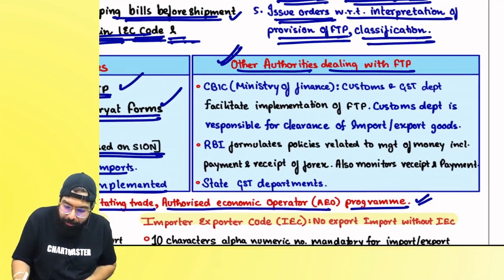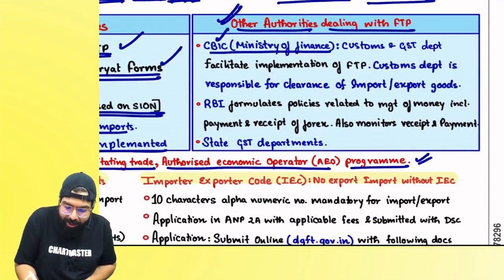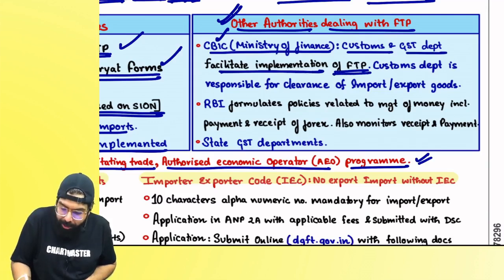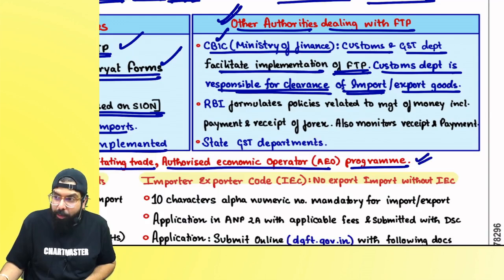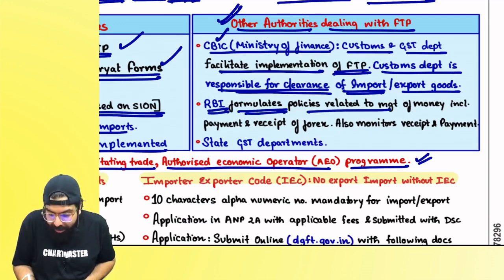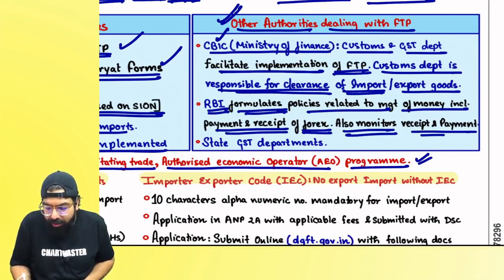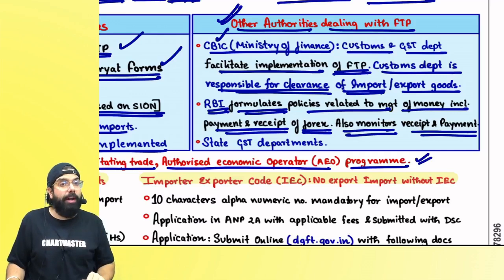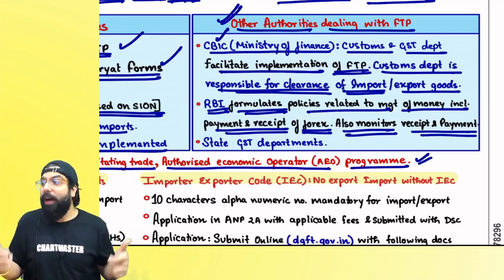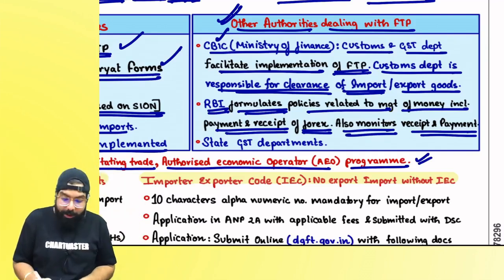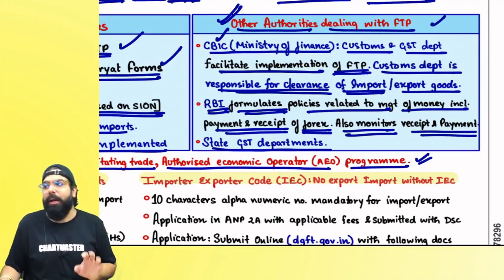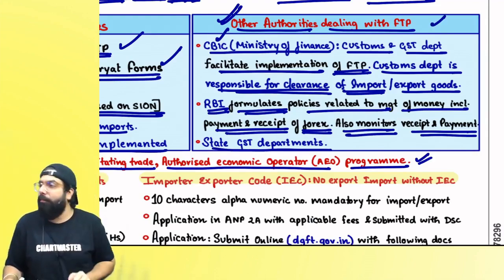Other authorities dealing with the foreign trade policy are the Ministry of Finance's CBIC. Customs and GST Department facilitate implementation of foreign trade policy. Customs Department is responsible for clearance of import or export goods. Right, everyone? Then RBI formulates policy relating to management of money, including payment and receipt of foreign currency. It also monitors receipt and payment. You told, sir, I will export. I told, okay, export on foreign currency. Are you earning or not earning? The RBI will make sure that you are getting that money. State GST departments also support in implementation of the foreign trade policy.